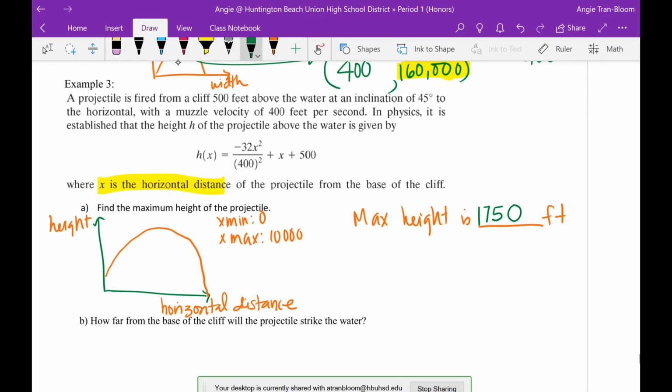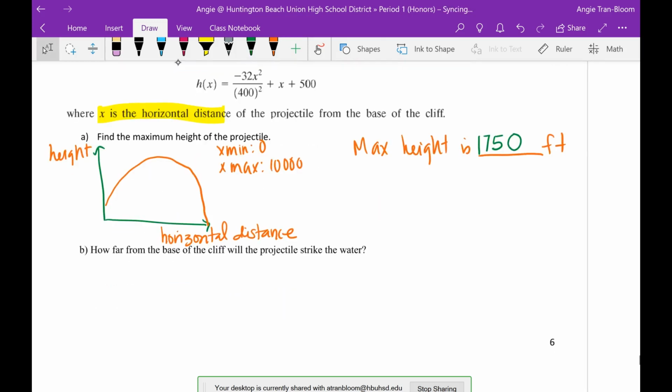Part B says, how far from the base of the cliff will the projectile strike the water? What am I looking for? The x. When y is 0. Okay. So 0 equals negative 32x squared over 400 squared plus x plus 500.